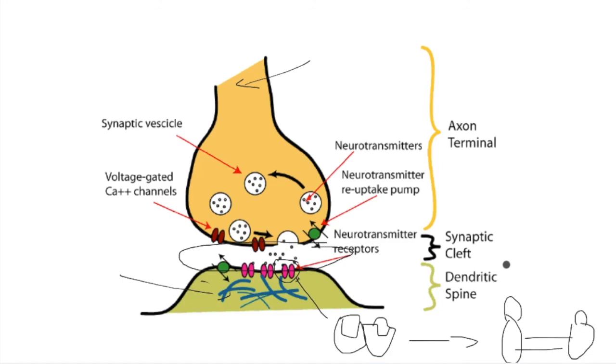And once they're open, the Na plus ions around can now rush in, which then starts the action potential within this nerve cell. And that's sort of how signals get passed on from one nerve cell to the other, thanks to these ligand-gated channels and the neurotransmitters.